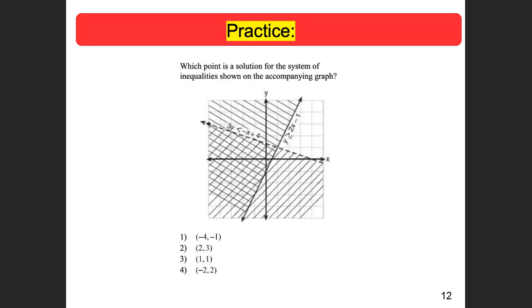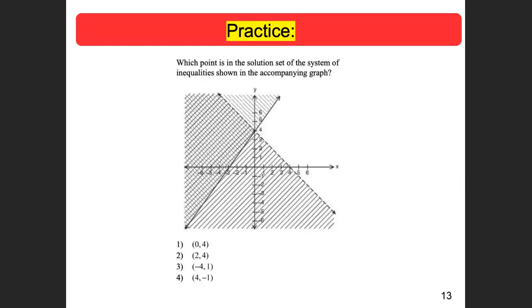In this problem, it says which point is in the solution of the system of inequalities? Again, this one should be fairly easy to do. What should be my answer for this one? Letter A, or 1 again. I agree. Because if we go -4, -1, 1, 2, 3, 4, -1 is right there. Definitely in the shaded region. Those are too easy. The other ones that we had to work out are a little bit tougher.